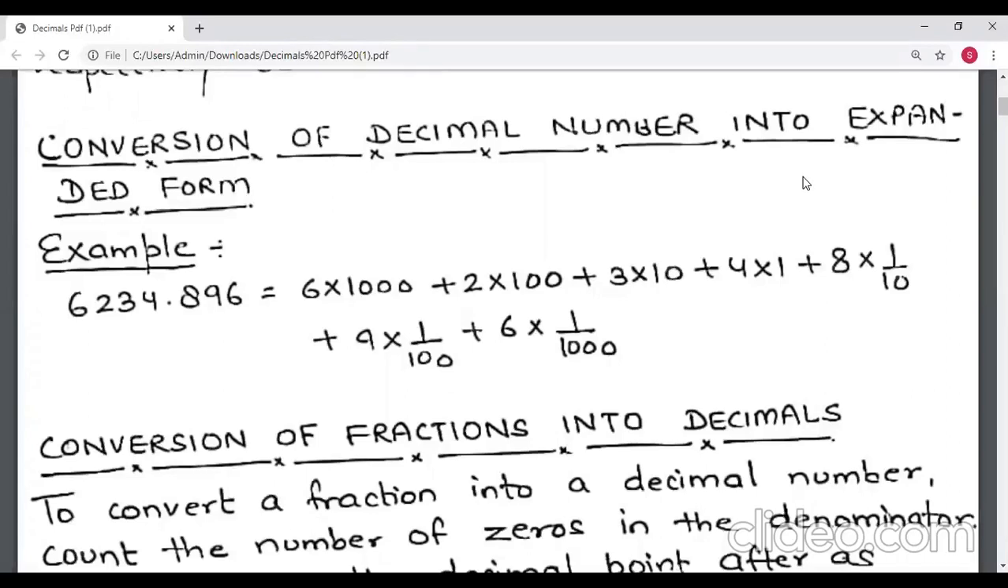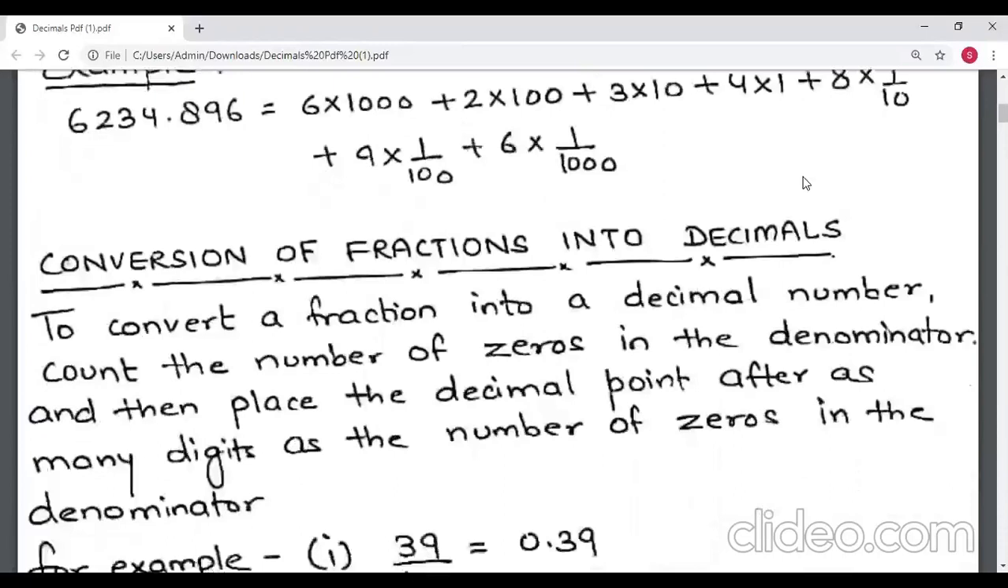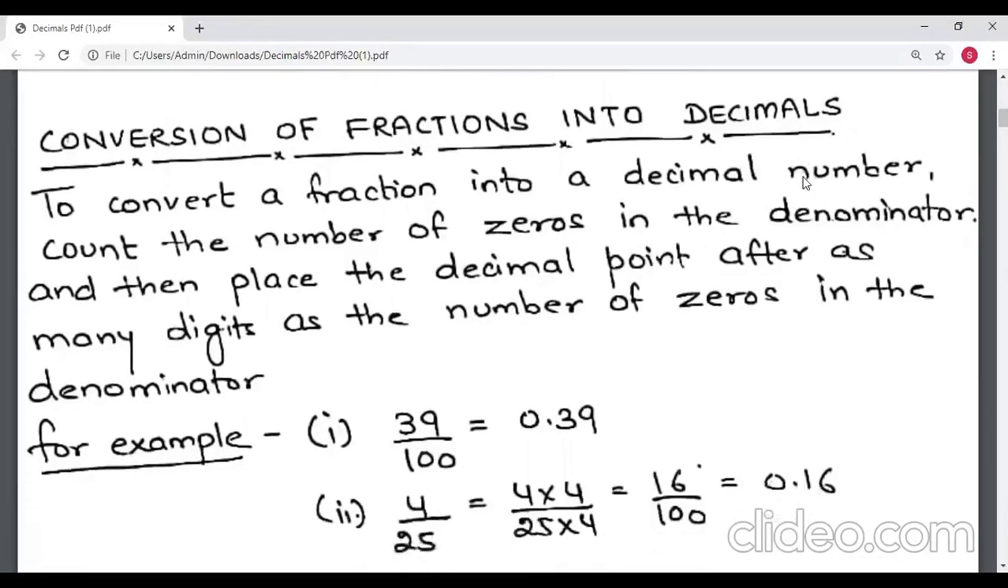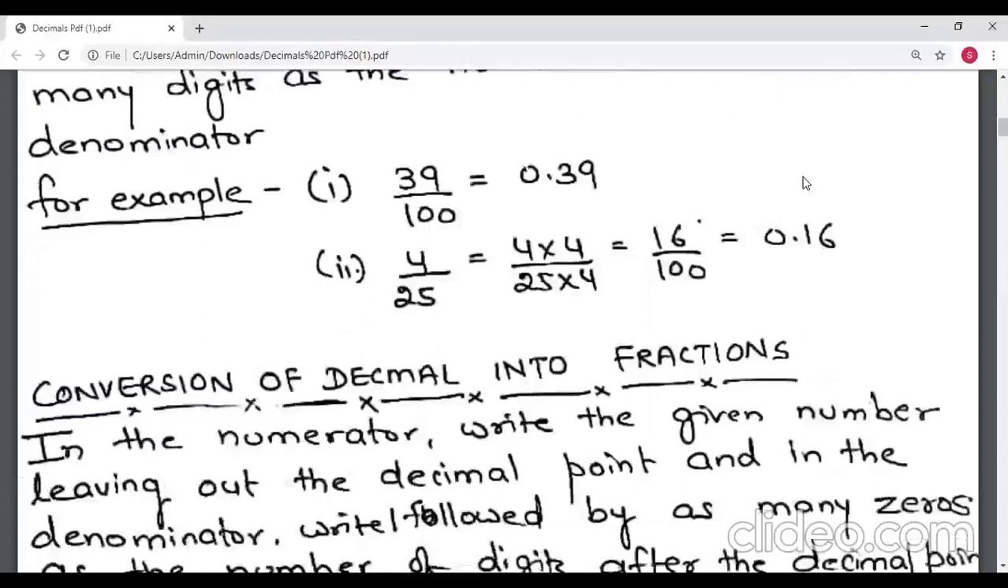Then conversion of fractions into decimals. To convert a fraction into a decimal number, count the number of zeros in the denominator and then place the decimal point after as many digits as the number of zeros in the denominator. For example, 39 upon 100. In this example, we have two zeros in the denominator. So we shift the decimal point from the left by two places and the answer will be 0.39.